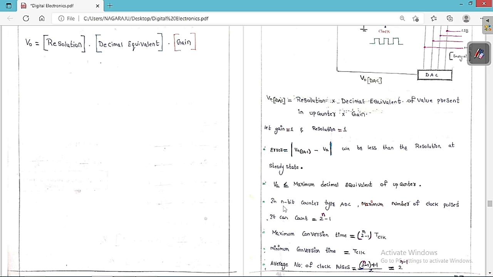So therefore, in an n-bit counter type ADC, the maximum number of clock pulses it can count is 2 to the power of n minus 1.